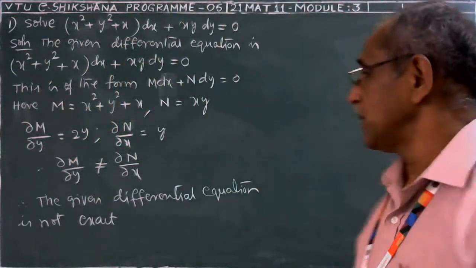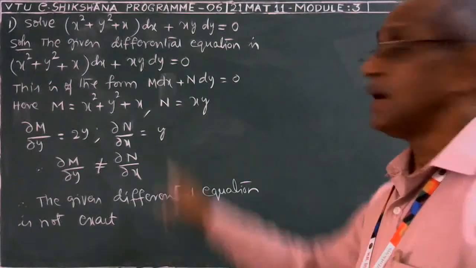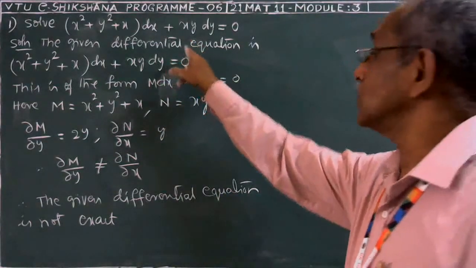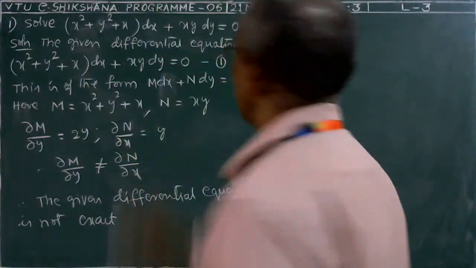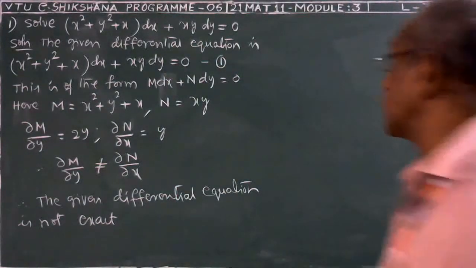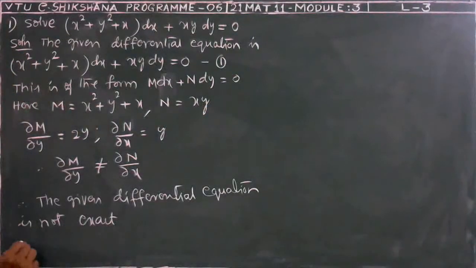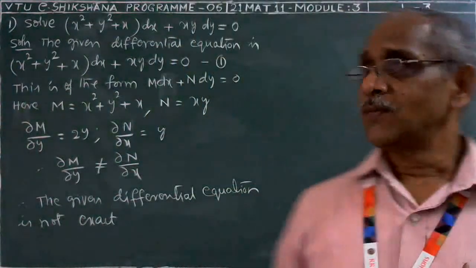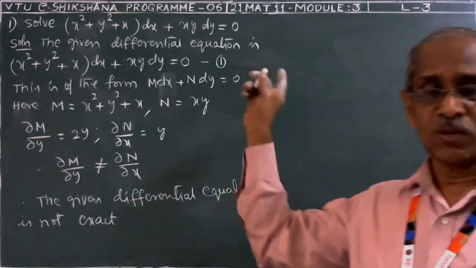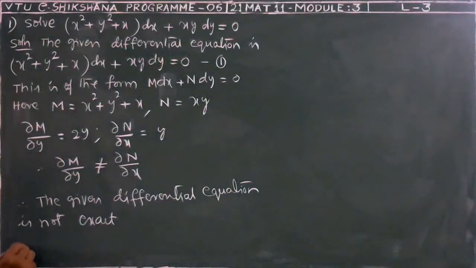So let me find a suitable integrating factor and multiply it to equation 1 to make it exact. Now consider the two cases. I will arbitrarily start from one of the cases because I don't know which case will give you a suitable integrating factor.